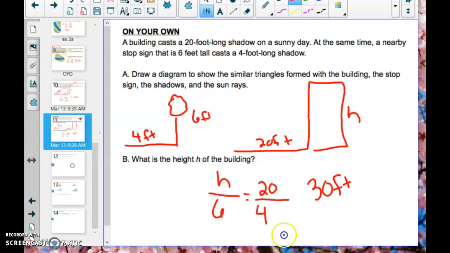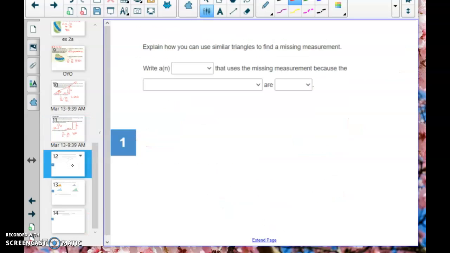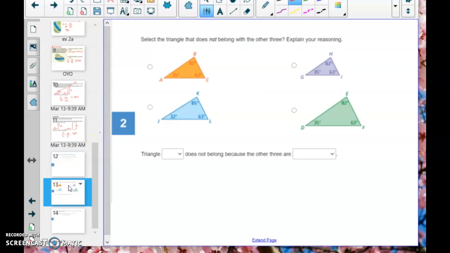All right, you can open up bigideasmath.com and we can get started on that assignment together. It says, explain how you can use similar triangles to find the missing measurement. Well, I think you would write a proportion that uses the missing measure because the angles of the triangles are going to be similar, or something similar to that is probably what you'd have to choose for that one.